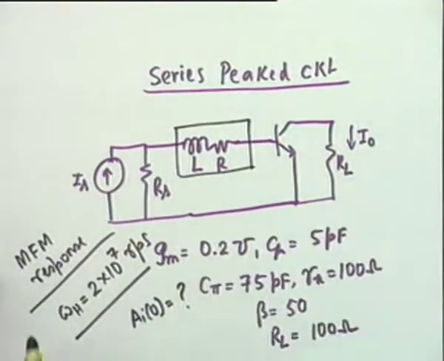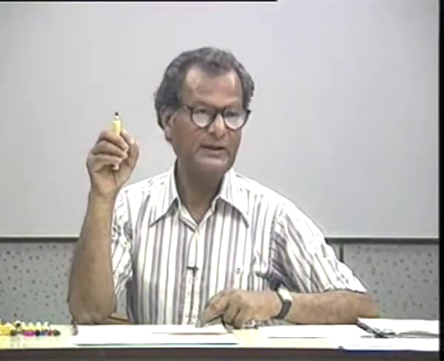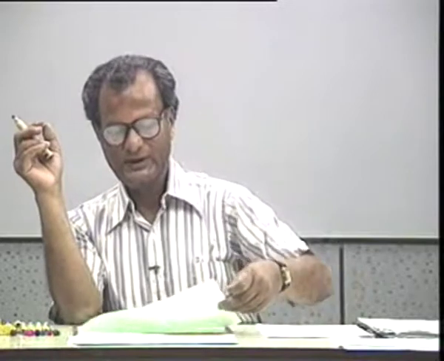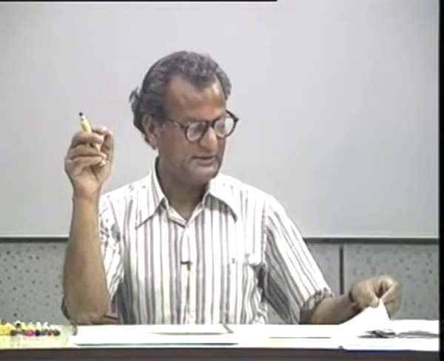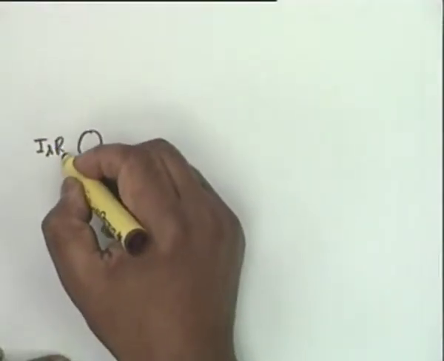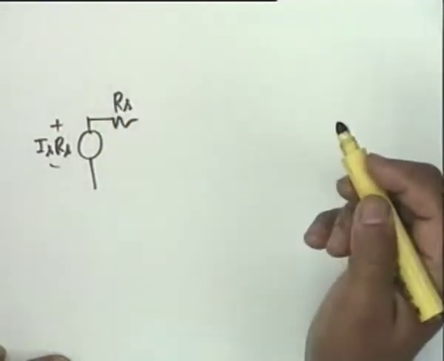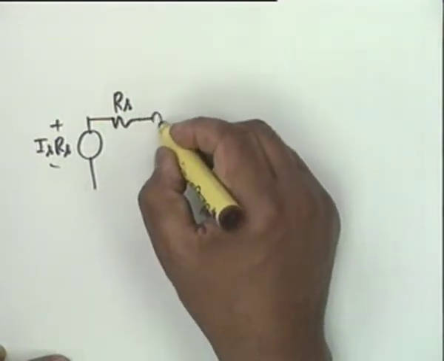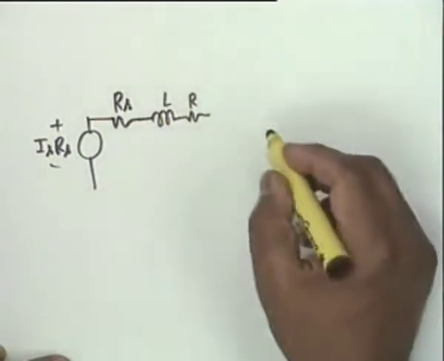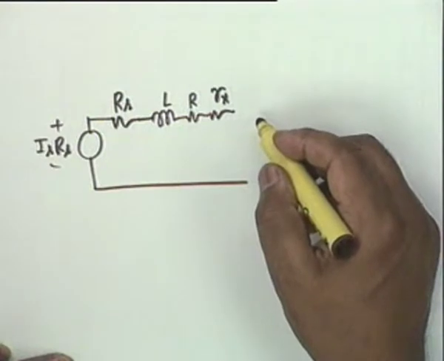Mid-band gain is not a requirement, but in general the design problem, in practical design problem, both mid-band gain and omega h are specified, and then you will have to work under those constraints. Okay. Now if you draw the equivalent circuit in a routine manner, what you get is Is, Rs, and then a series Rs, then you get L, R and Rx. We take account of this because it is possible to take account, alright.